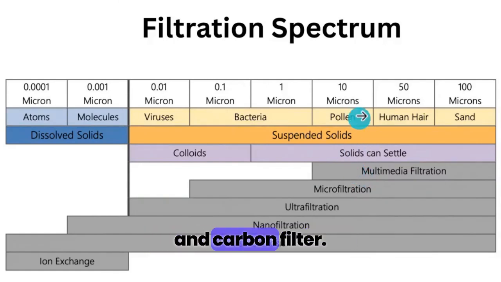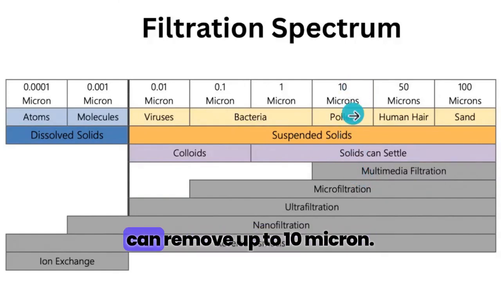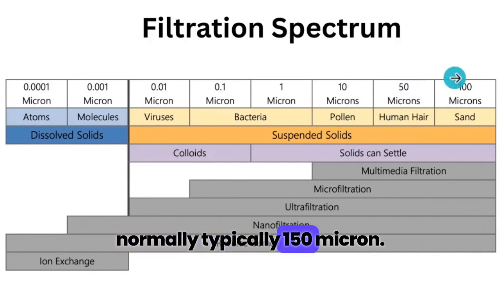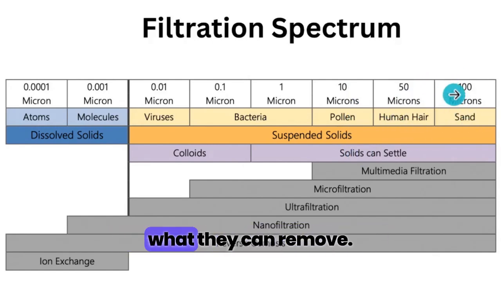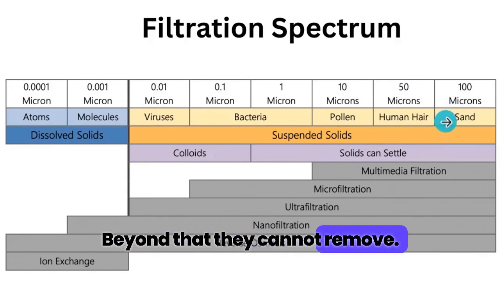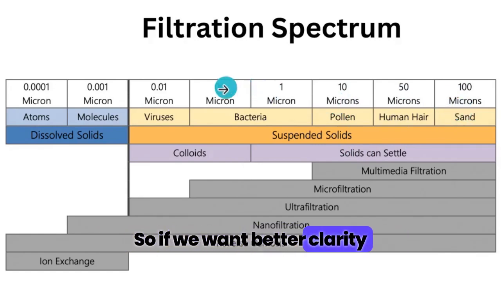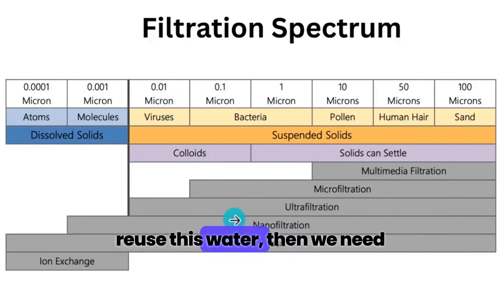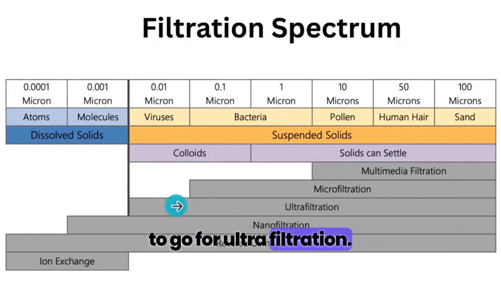That means sand filter and carbon filter. Sand filter and carbon filter can remove up to 10 micron. That is a best maintained sand and carbon filter. Normally, typically 100 to 50 micron is what they can remove. Beyond that, they cannot remove. So if we want better clarity of water, where we are removing bacteria and virus before we reuse this water, then we need to go for ultrafiltration.